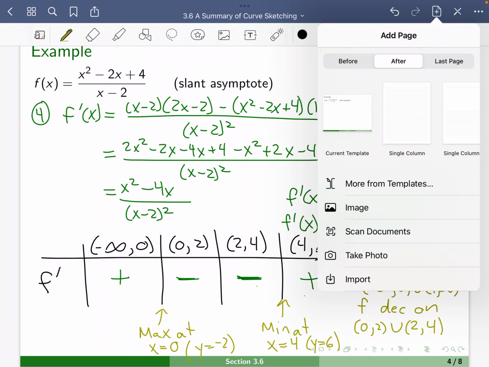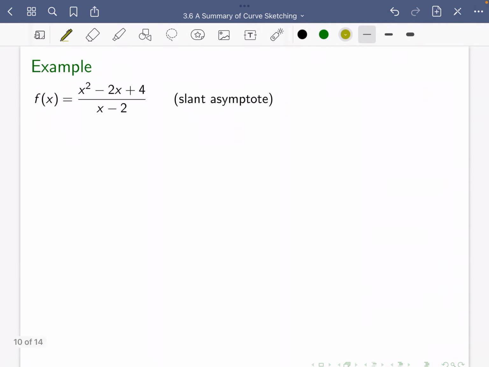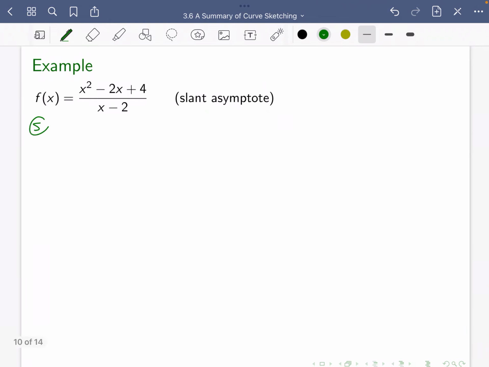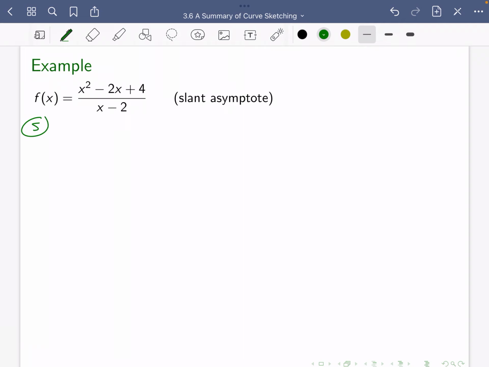What do we have next? So next we need to look at concavity. To look at that concavity, recall we found our first derivative on that previous page. It was x squared minus 4x over x minus 2 squared.